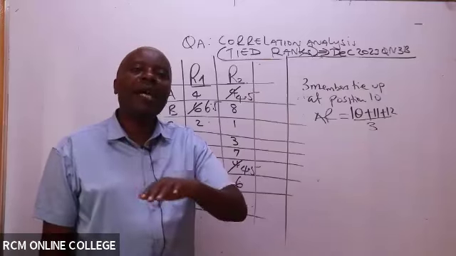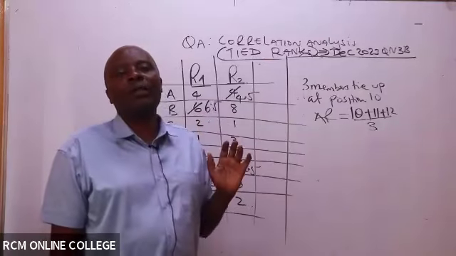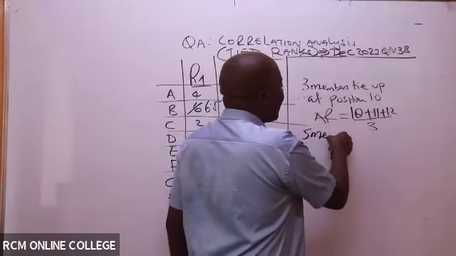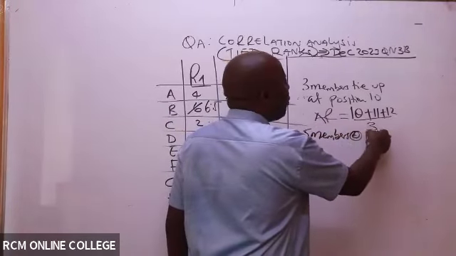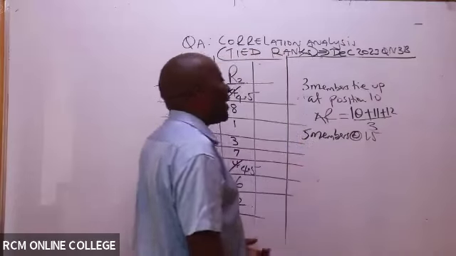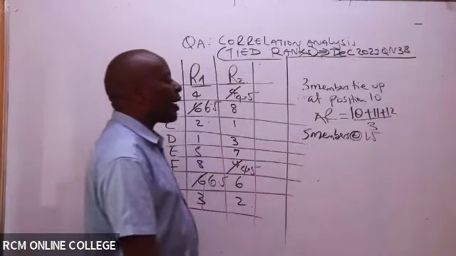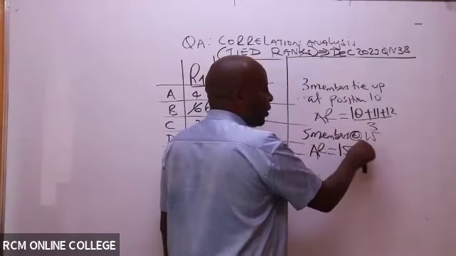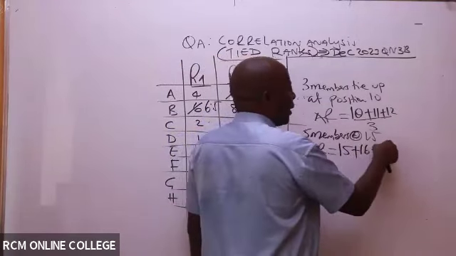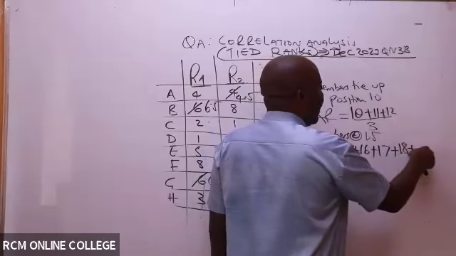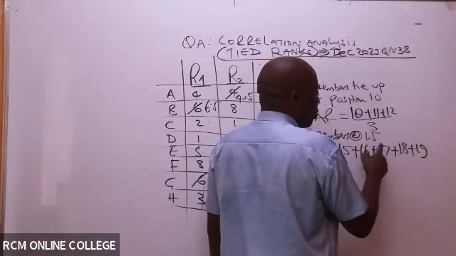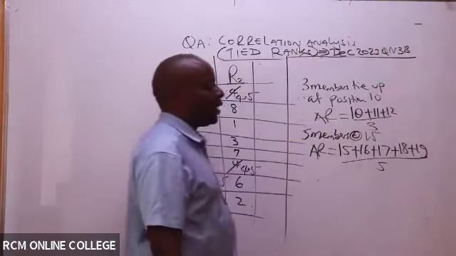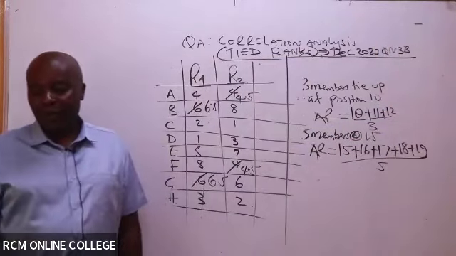So it doesn't matter how the examiner wants to confuse you. Even if he tells you that 5 members have tied up at position 15, to get an average rank is very easy. The first one will take 15, the second one 16, the third one 17, the fourth one 18, the last one will be 19. So 1, 2, 3, 4, 5, and then I divide this by 5 to get an average rank.